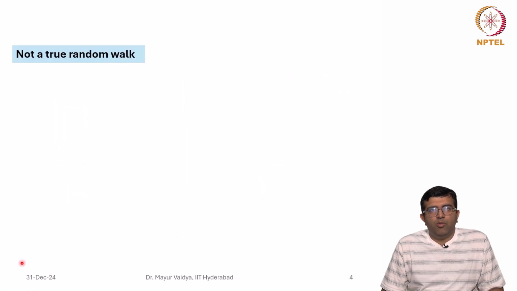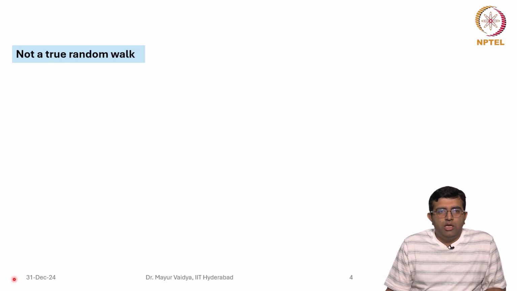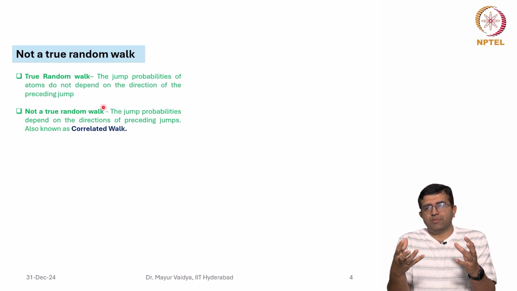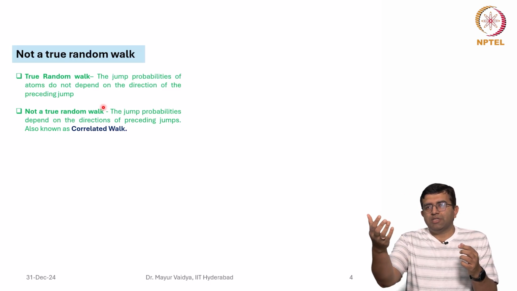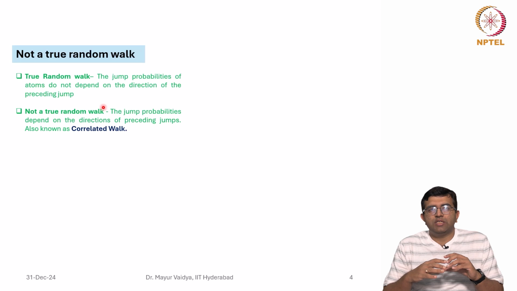So, now moving ahead, what is meant by not a true random walk? The true random walk implies that the jump probabilities of atoms do not depend on the direction of the preceding jump. So, suppose an atom has made one jump, where it jumps next is completely independent of the first jump. That is the true random walk. However, if the jump probabilities depend upon the direction of the preceding jumps, then it is known as a correlated walk, or it is not a true random walk.